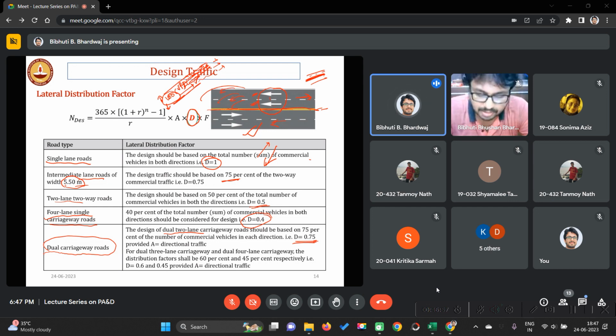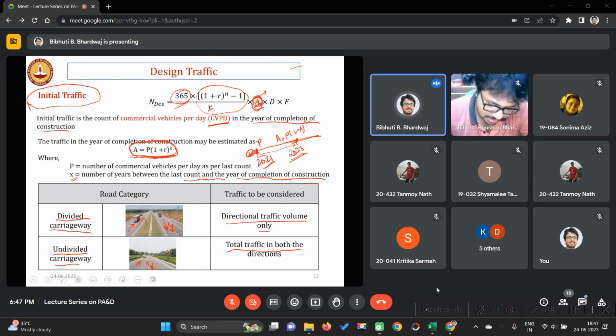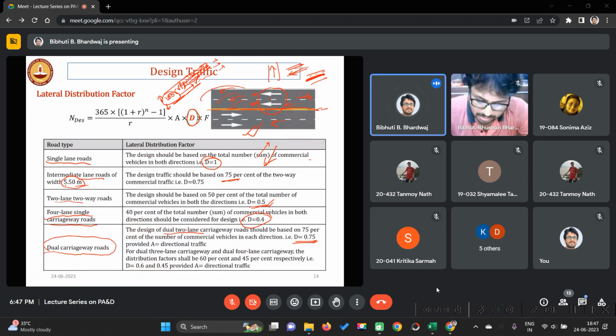If there are two lanes, you cannot directly say that it will always follow this lane. The high speed vehicles will follow the inner lane, low speed vehicles will follow the outer lane. So there are many factors. But in case of a two lane road with both directions, except in some exceptions of overtaking, it generally doesn't go to that lane. So that's why it was 0.5 in case of two lane two way roads, but in case of dual carriageway roads it will be 0.75.